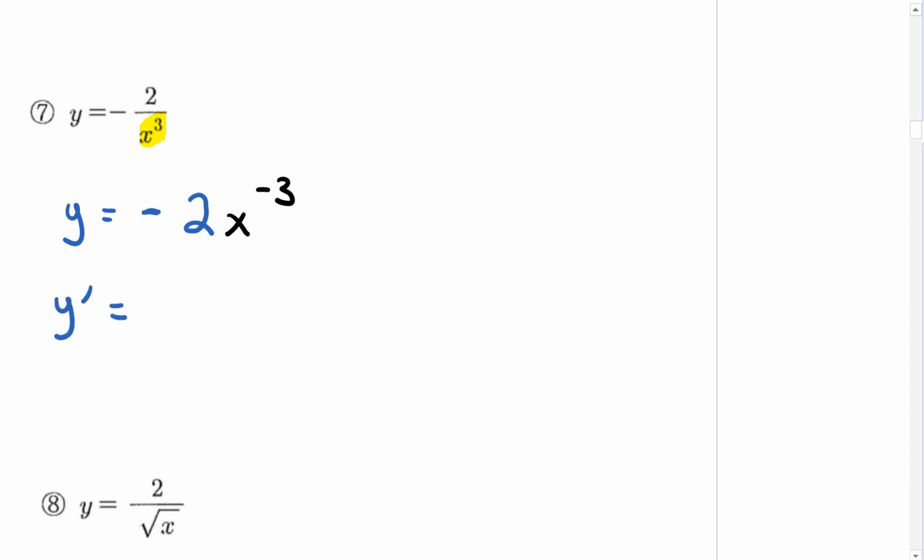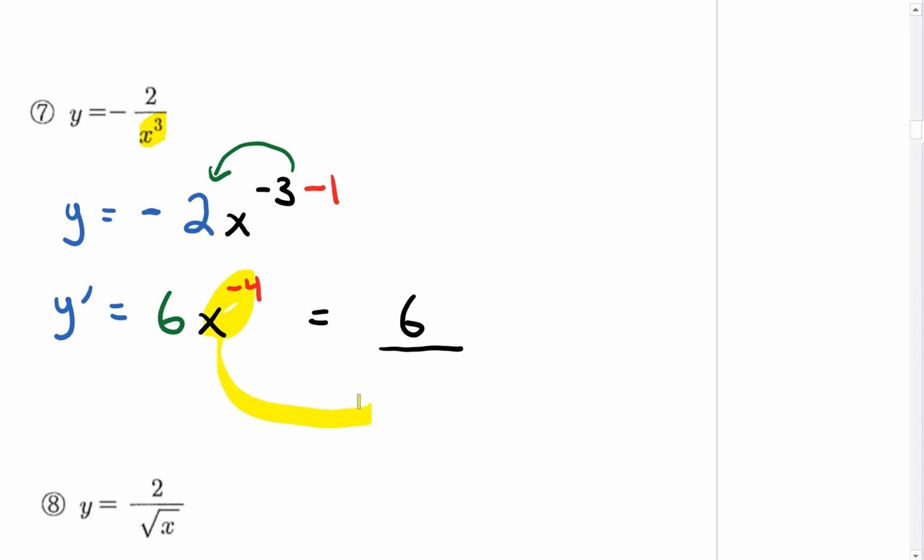So y prime. I take this negative 3 and multiply with the negative 2. So negative 2 times negative 3 is going to be 6. And then we have an x here, and we're just subtracting 1 for the power. So negative 3 minus 1 is going to be negative 4. Although this is a correct answer, I can leave the 6 on the numerator, and this part right here you can just put on the bottom as x to the power of 4.